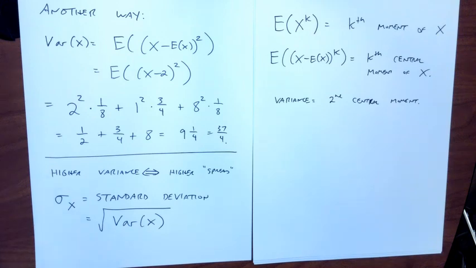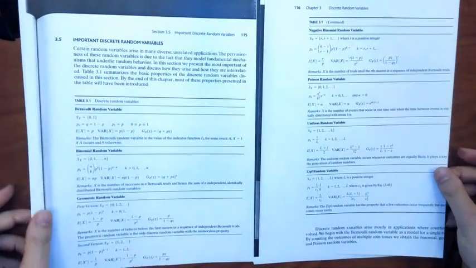And one more thing I want to say is that I derived a bunch of stuff in class just because I think it's important to know where things come from. But when it comes to working problems or doing exams, there are definitely tables of these expected values in the book.